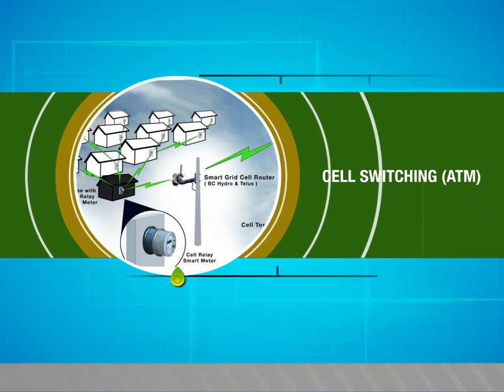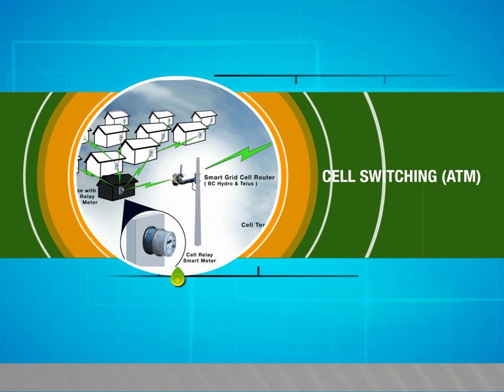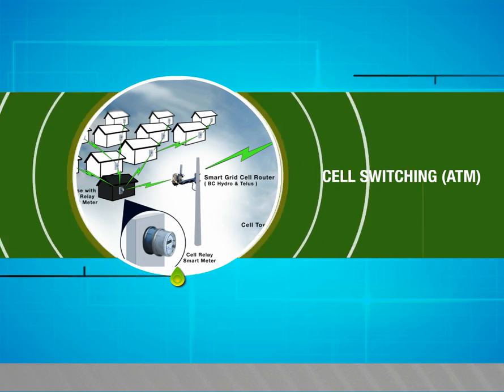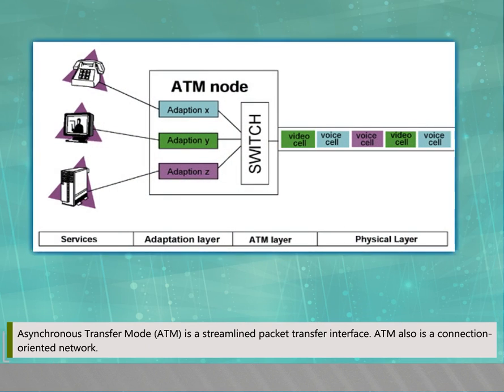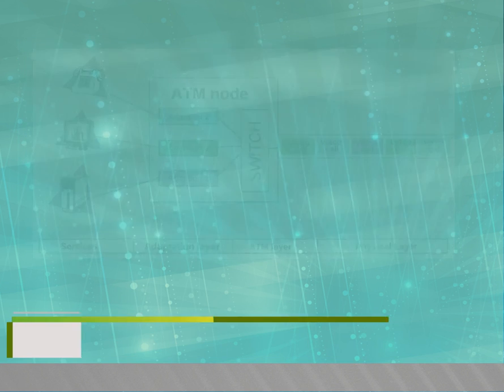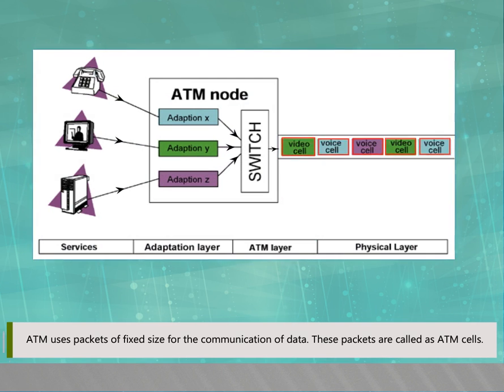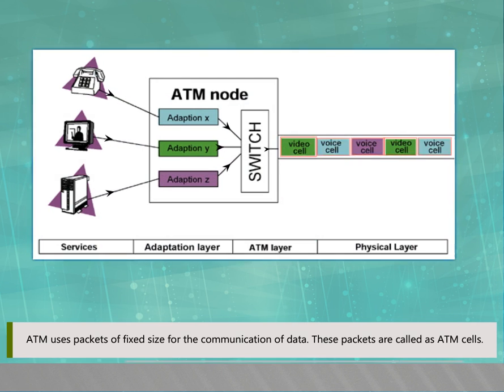Cell switching, that is ATM. In this video, we are going to see about cell switching, that is ATM. Asynchronous Transfer Mode (ATM) is a streamlined packet transfer interface. ATM also is a connection-oriented network. ATM uses packets of fixed size for communication of data. These packets are called ATM cells.